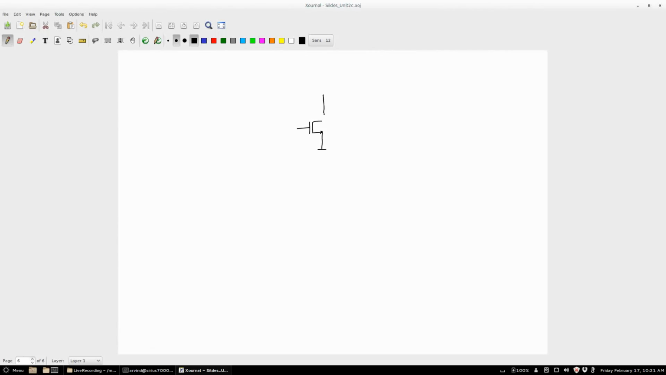Okay. So let's proceed. Now let us consider the following situation. So what is the solution to this? The solution can be the following. I have a MOSFET.